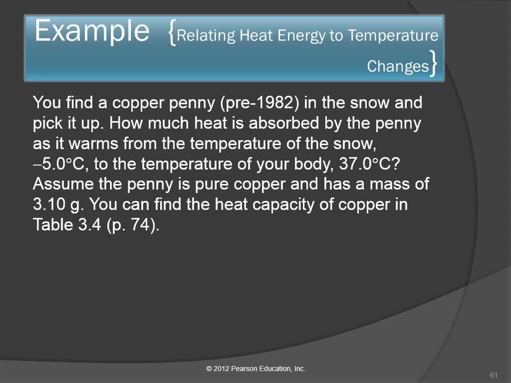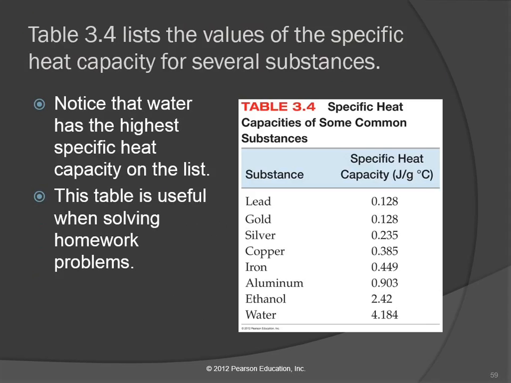And it says you can find the heat capacity of copper in table 3.4. Well, table 3.4 is right over there. So here's copper. This is the specific heat capacity. This table gives units of joules per gram degree Celsius. If you look it up somewhere else, it might give you calories per gram degree Celsius. You need to pay attention to the units. So 0.385.